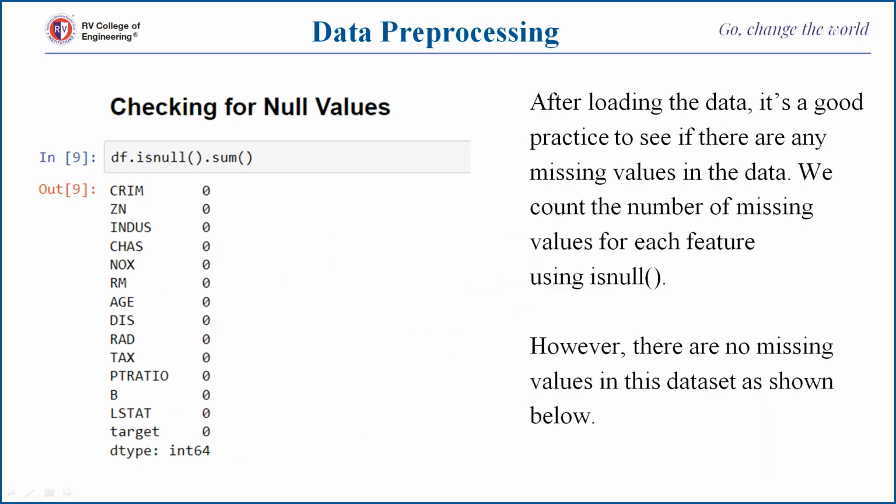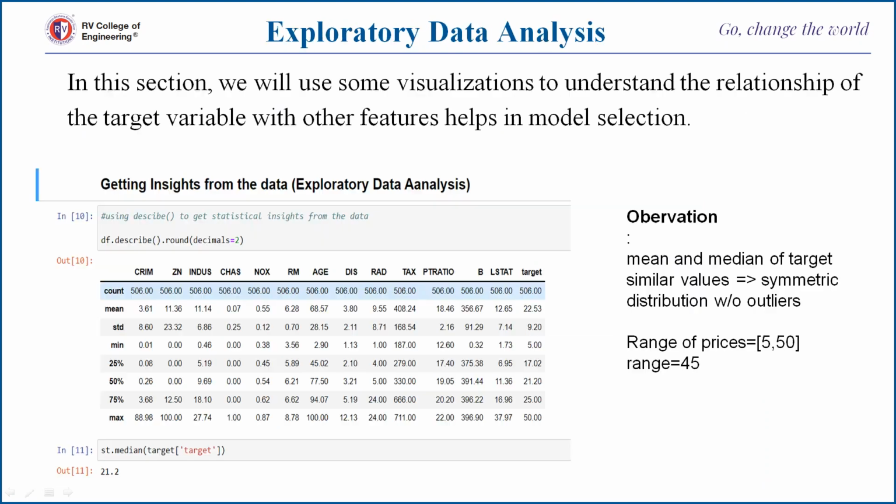Next step was data pre-processing. It's always a good practice after data acquisition to see if there are any missing values in the data set. We count the number of missing values for each feature using the isnull function. A screenshot is accompanied with it. There are no missing values in this data set.